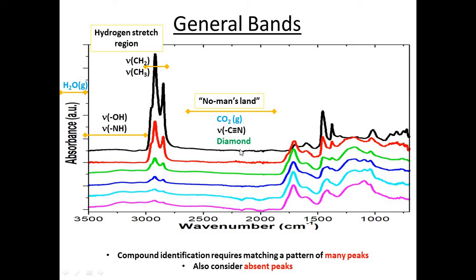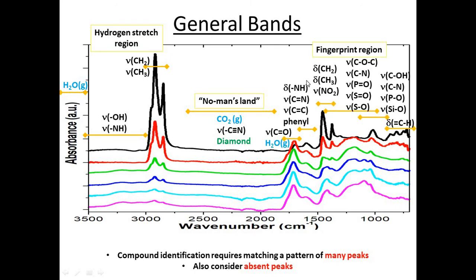Diamond will show up if you're doing something called ATR, attenuated total reflectance, FTIR spectroscopy, if you encounter a particular artifact. Also, carbon dioxide, again, this is gaseous carbon dioxide, not part of your sample, but part of the atmosphere within the instrument. So far, it's been pretty easy. You have the hydrogen stretching region out here, and you have no man's land out here, and then over here is where everything else absorbs, and it is quite the mess. This is called the fingerprint region.